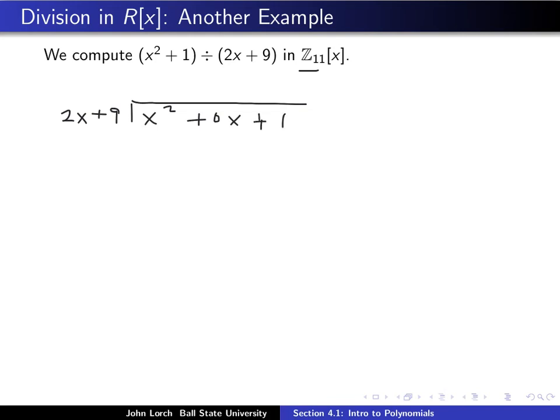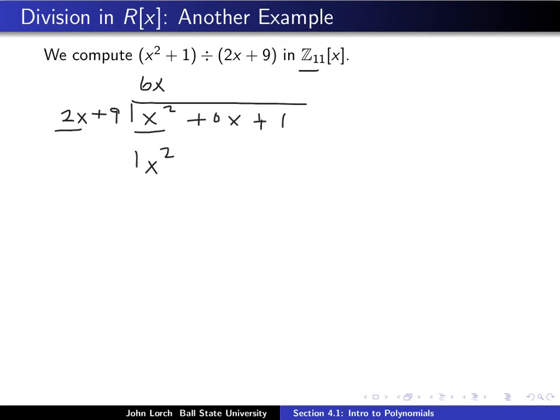Now I ask myself, okay, I'm taking the leading term of my divisor and trying to divide it into the leading term of my dividend. So I want to know, what is it that I multiply by 2x in order to get x squared? And I submit to you that it's 6x. Now why should that be the case? Well, x times x is x squared for sure. But remember, if we take 6 times 2, we get 12. But 12 is really 1 in Z11.